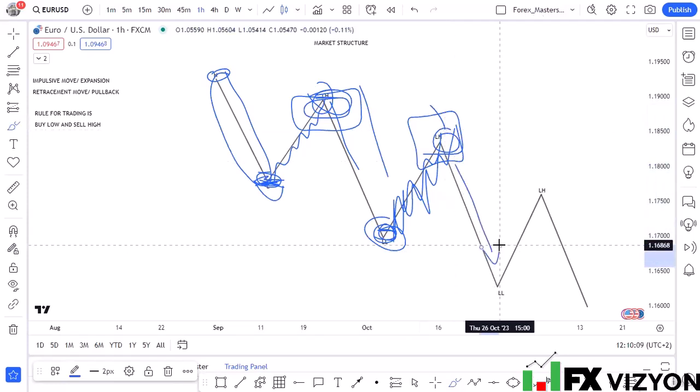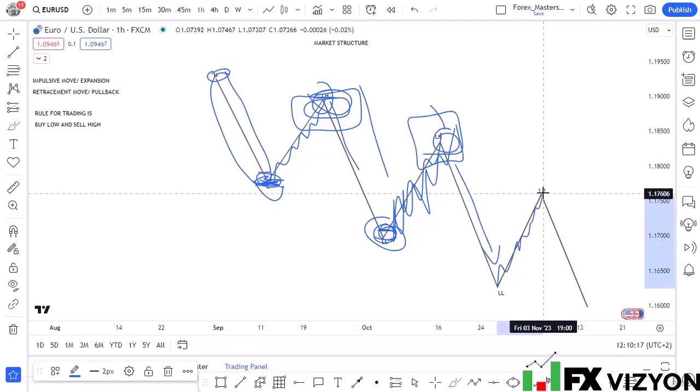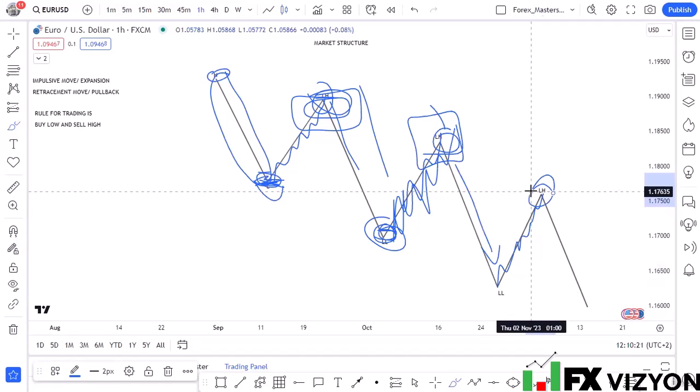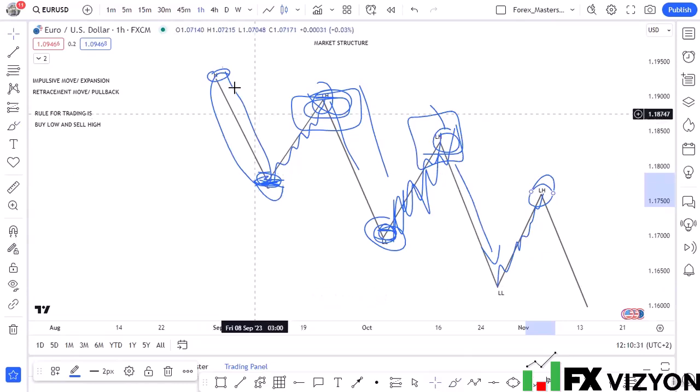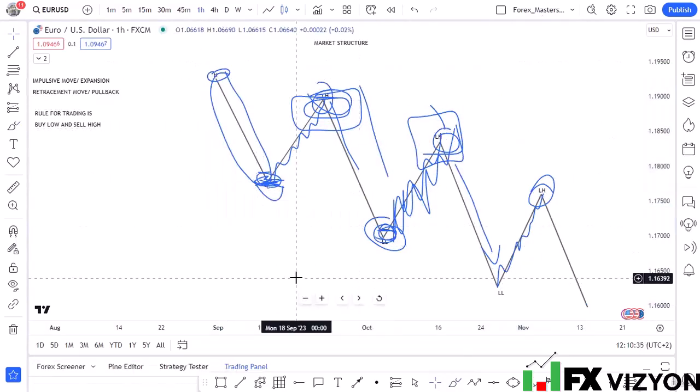Why? Because impulsive moves are going to be very big with huge candles. Retracements or pullbacks are going to be very compressive. So it's better you wait for the right opportunity in order for you to strike. And that's it. Now let us get to the last part of the conditions in which the market structure exists. So what are these conditions?